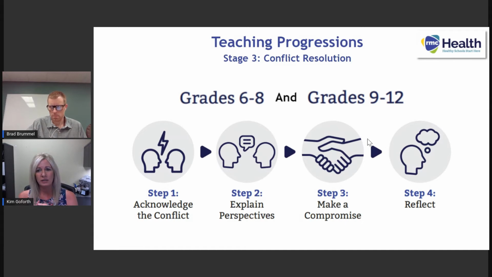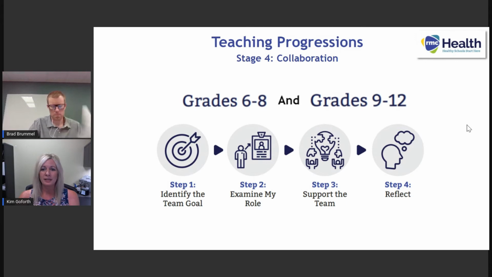Stage 4, the collaboration piece, again, the same for 6-8 and 9-12. Identifying the team goal. So teamwork makes the dream work, right, Brad? Then step 2, examine their own personal role in that teamwork and that collaborative space. Support the team, what they can do to support the collaborative work, and then the favorite, reflect. So by stage, that would be the teaching steps across the grade spans, mostly the same except for those first 2 stages.